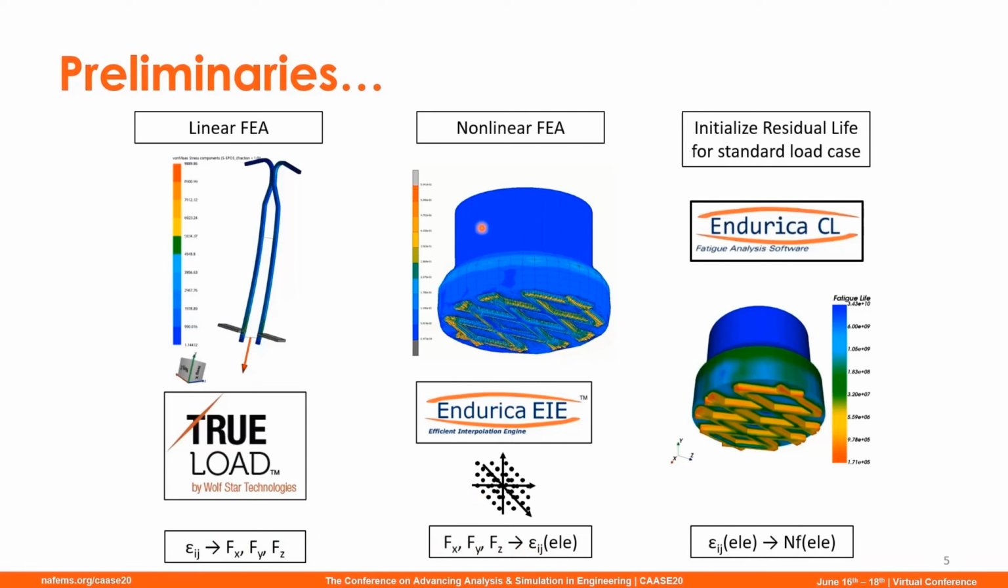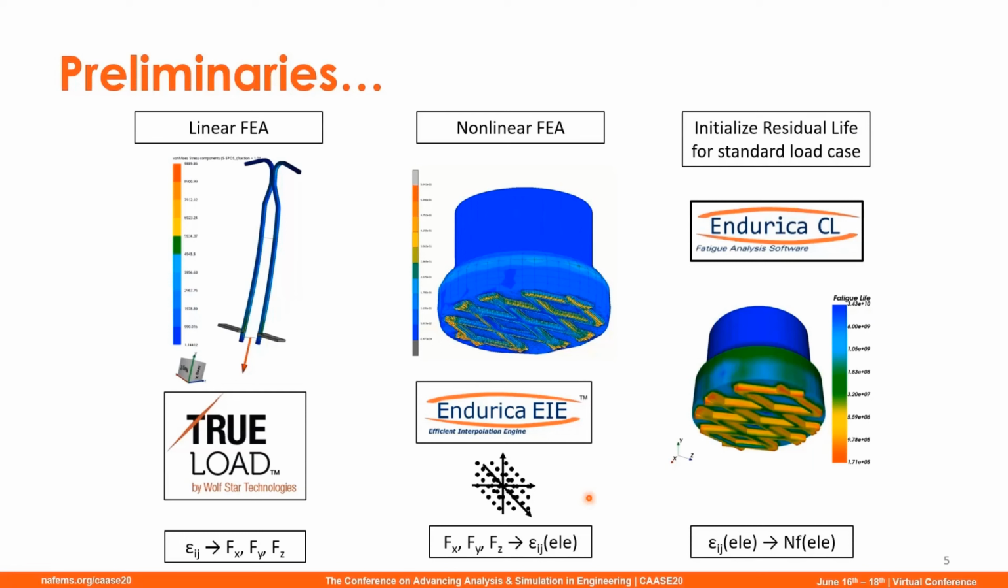And to do that, we're going to have to somehow involve a finite element analysis. But what we're going to see is that the finite element solution is too slow to use in real time. So rather than doing that, we're going to use a tool called Endurica EIE. EIE stands for Efficient Interpolation Engine. And what EIE does is it allows you to take a set of pre-computed finite element solutions and store them for later use in a very rapid calculation that captures the full nonlinearity of the part and allows you to get the strain tensor components for every element in the model for any combination of the input loads.